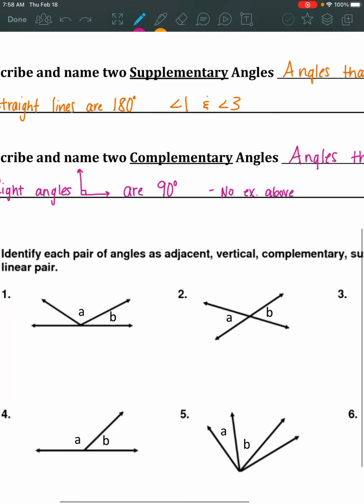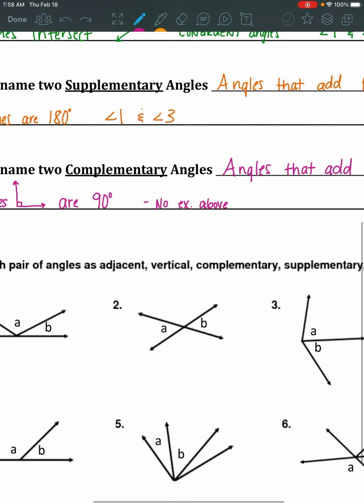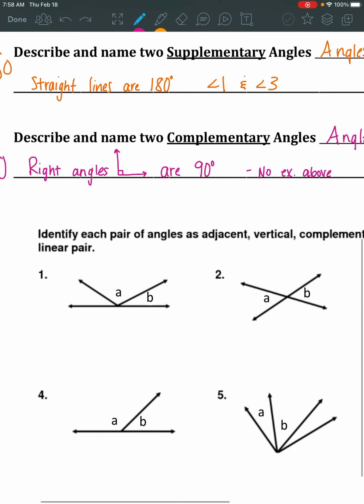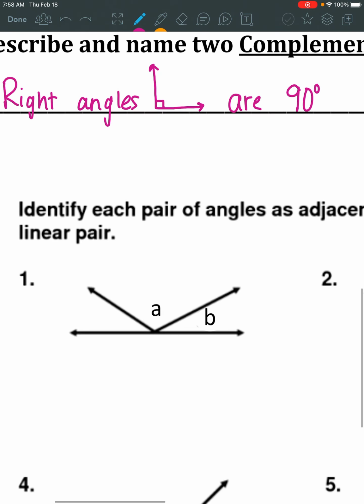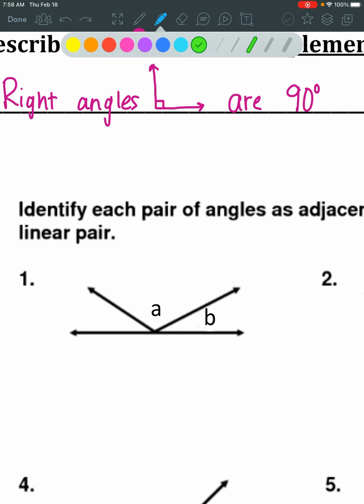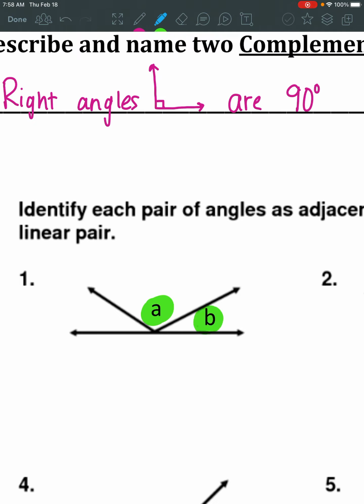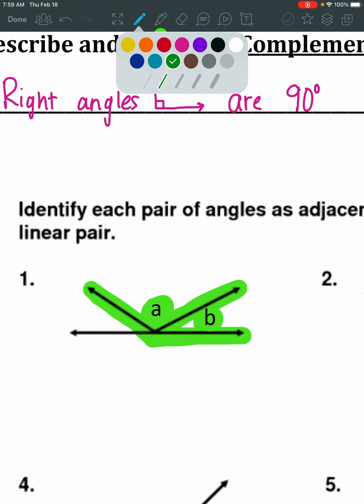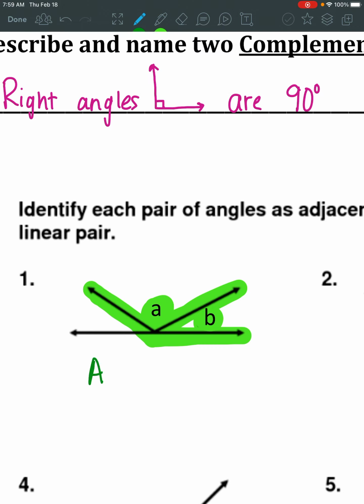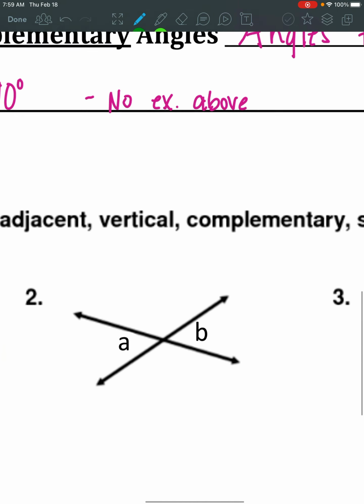All right, so let's look at some examples and identify what these are. Are they adjacent, vertical, complementary, supplementary, and a linear pair means they're on the same line. So this one here, number 1, we have angle A, angle B. They share a common side. Now notice that those two angles combined just represent this angle here. It is not a full straight line, so we can't say that these are supplementary. The only thing is that these are adjacent because they are right next to each other. So those are adjacent angles.